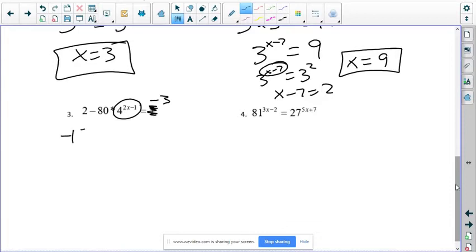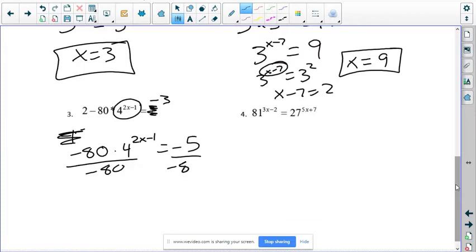So we have -80 times 4 to the power of 2x minus 1 equals -5. We're going to divide by -80 on both sides. And here, since these are multiplied, we can go ahead and reduce them. So we have 4 to the power of 2x minus 1 equals 1/16.